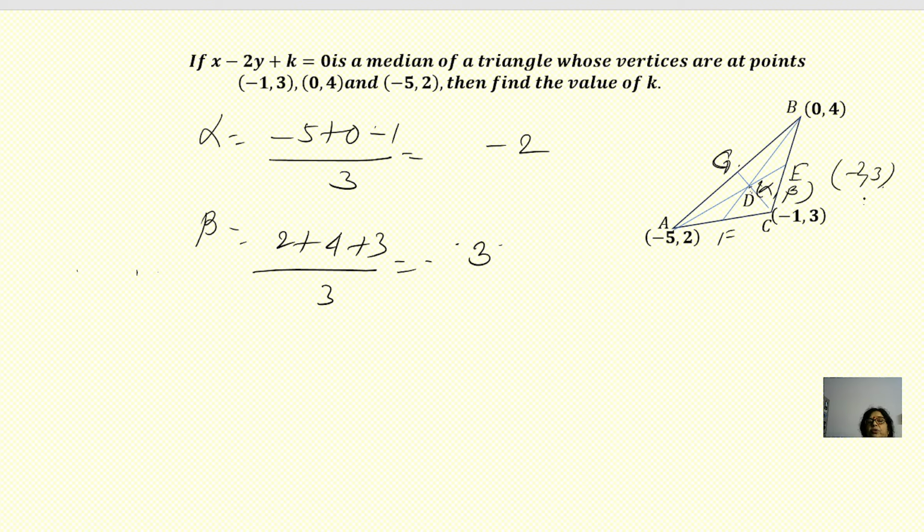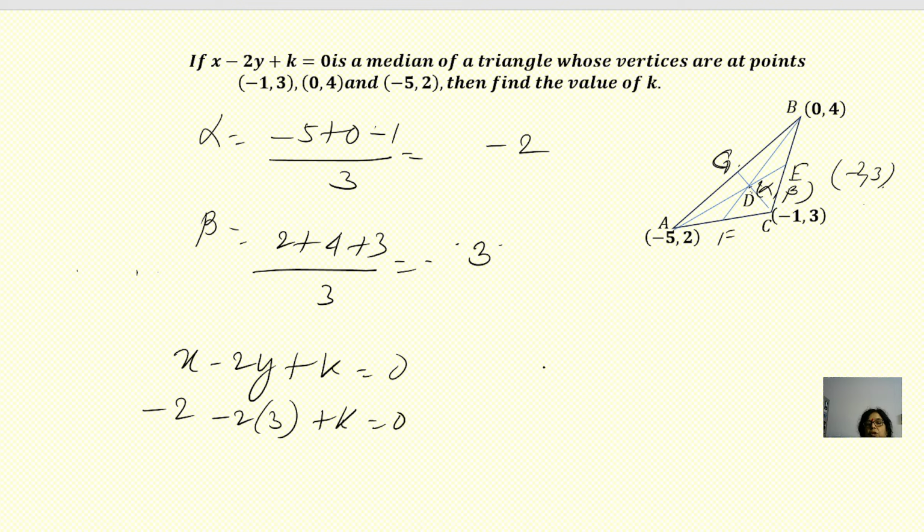Now this point will lie on this median, because the centroid lies on all the three medians. So we put the value there, x minus 2y plus k is equal to 0. If I put here minus 2 into 3 plus k is equal to 0, I'll get here minus 2 minus 6 plus k is equal to 0. That means k is equal to plus 8. So this is how we get the value of k.